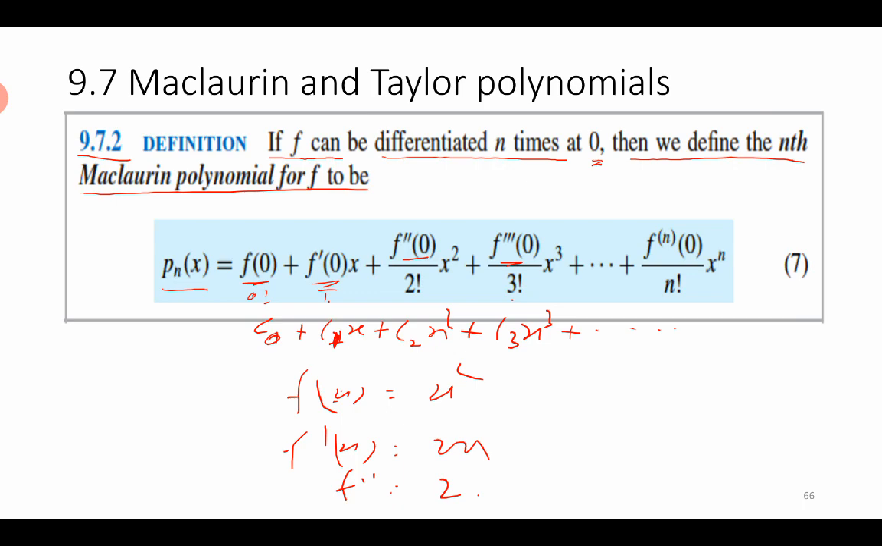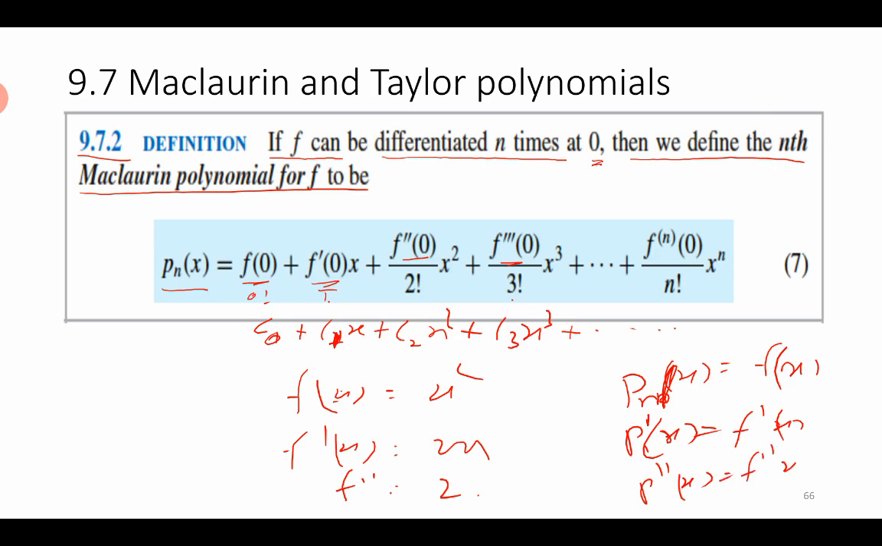Here the condition will be that P n of x is equal to f of x at the point, P dash of x is equal to f dash of x. The first derivative of P is equal to the first derivative of f, the second derivative of P is equal to the second derivative of f. Under this condition, we get an approximation of the curve at the particular point.